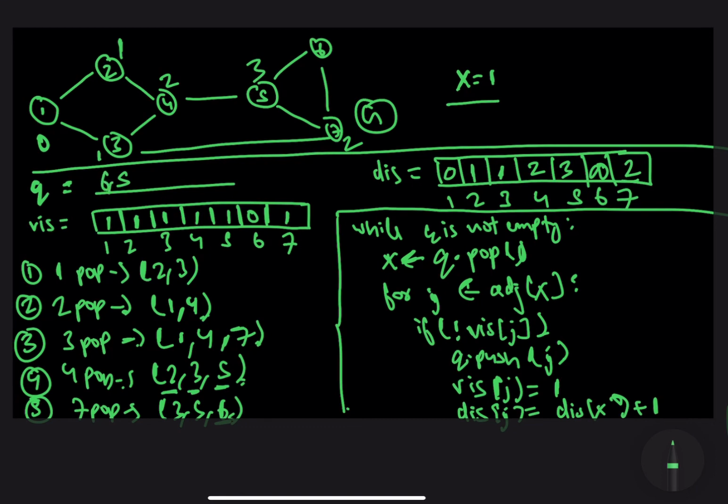We would mark VIS of 6 equal to 1, and we would also update its distance as distance of 7 plus 1. So distance of node 7 is equal to 2, so the distance of node 6 will be equal to 3 in this case. All right, so we have computed the distance of all of the nodes for this graph with the help of this algorithm over here.